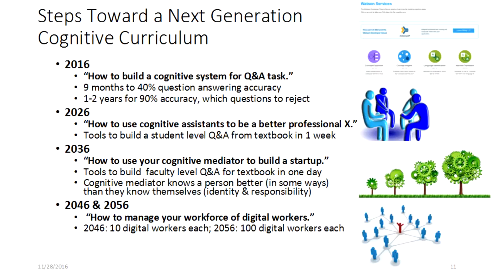And by 2046 and 2056, the courses will shift to how do you manage your workforce of digital workers, because by 2046 it's projected that everybody will have the equivalent of 10 digital workers each, and by 2056, 100 digital workers each will be the norm. So we can see as we're planning to create next generation cognitive curriculums, we have to factor in the increasing capability. At some point, perhaps we do have what Pedro Domingos calls the master algorithm, in which case building digital cognitive systems becomes quite different from what it is today.